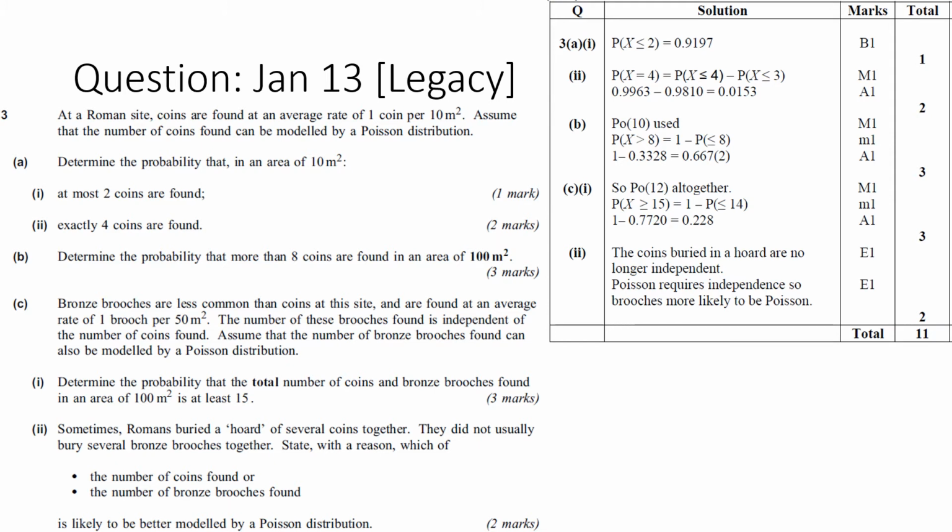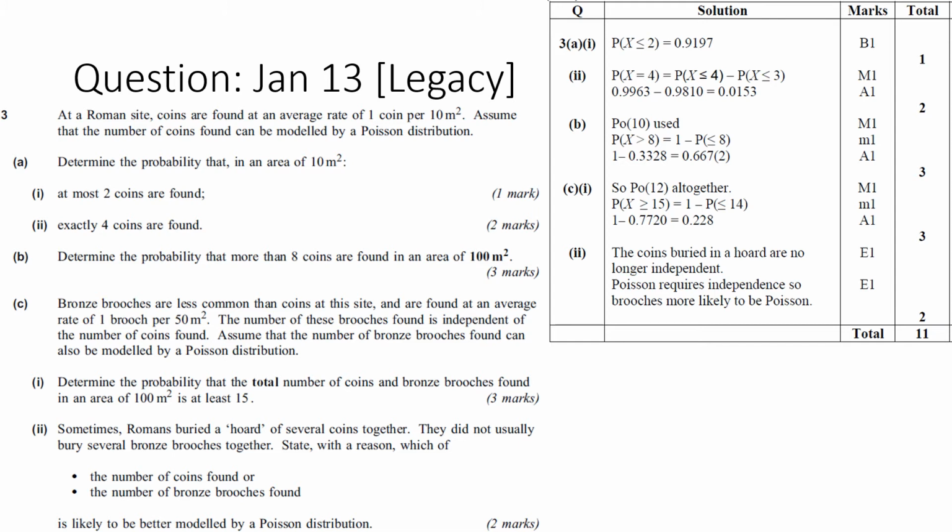Determine the probability that more than 8 are found in 100. Now, 100 meter square is 10 lots of your 10 meter square. So times your 1 by 10, so 10. You need to tell the examiner that you're now using lambda as 10 rather than 1. Because the interval has been multiplied by 10, therefore your expectation has been times by 10.